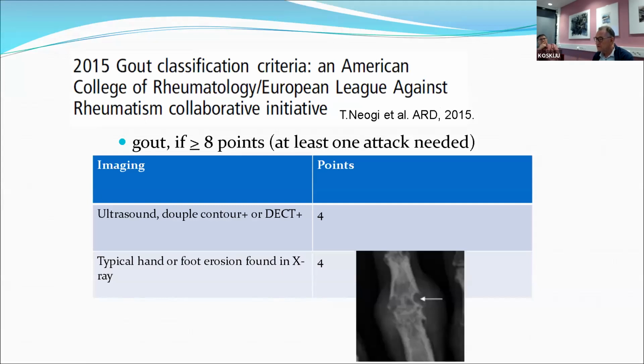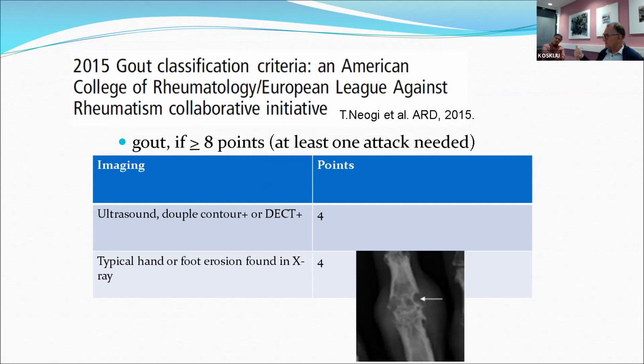European League Against Rheumatism and also American College of Rheumatology, they have rules on how to depict imaging of gout. If you have a double contour or DECT, you get 4 points. If you have typical foot erosion in X-ray, that is four points. These typical erosions are rounded clear erosions, and so this is enough to diagnose gout.